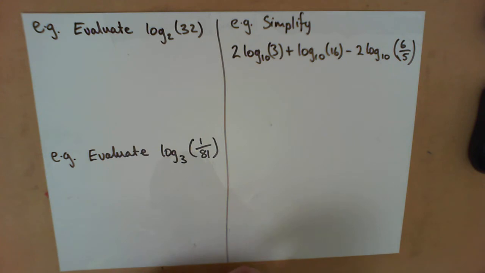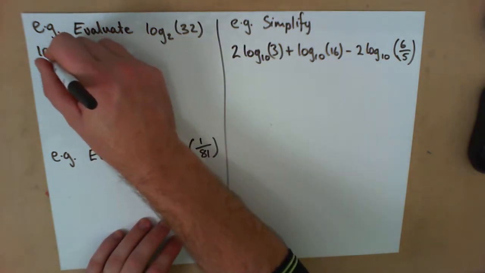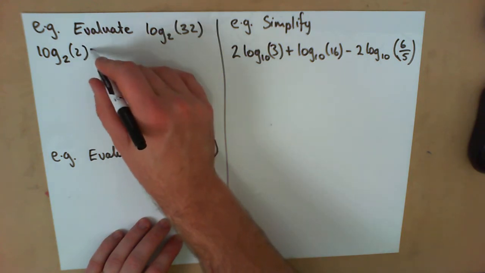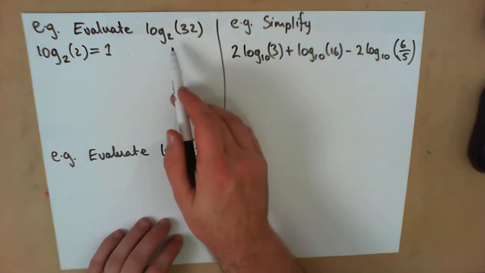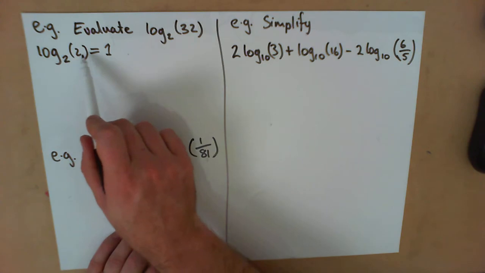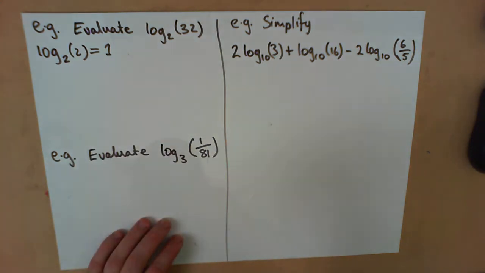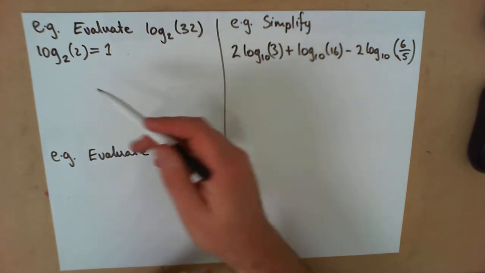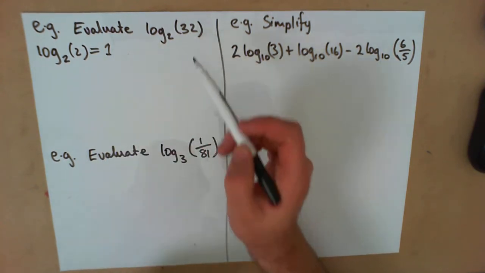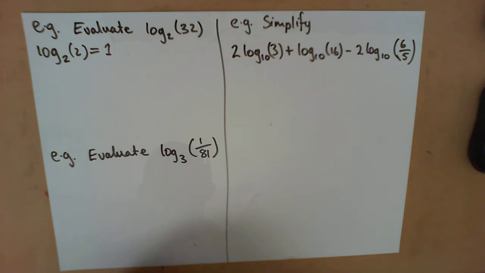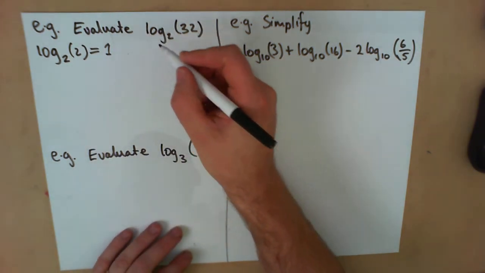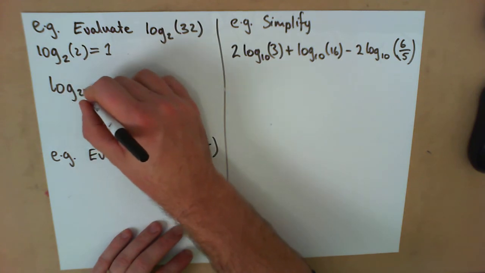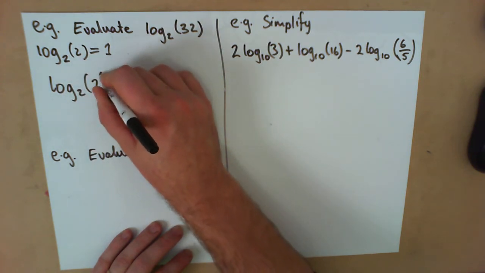The key thing here is using that rule: log to the base 2 of 2 will equal 1. I'm saying 2 because the base is 2. So we want to utilize this. You need to look at this 32 and go, well actually at the moment there's no 2 there, but 32 is a power of 2. It's to the power of 5. So we can actually write log to the base 2 of 2 to the 5.